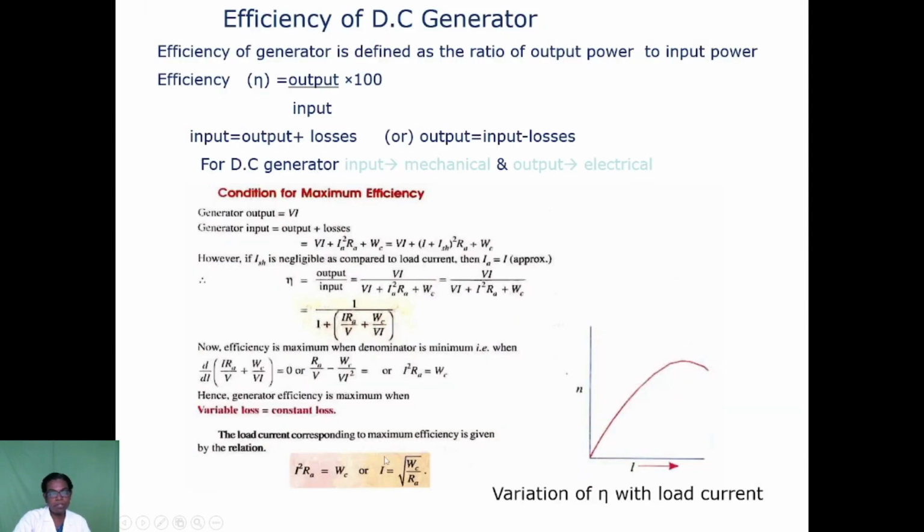Then efficiency of a DC generator. The basic formula is output by input into 100. The output is input minus losses, and the input is output plus losses. If no input is given, the efficiency is calculated by output by input into 100. And this is the efficiency. The condition for maximum efficiency is that variable loss is equal to constant loss. This is the maximum condition. So these are all the topics of the DC generator. Thank you.